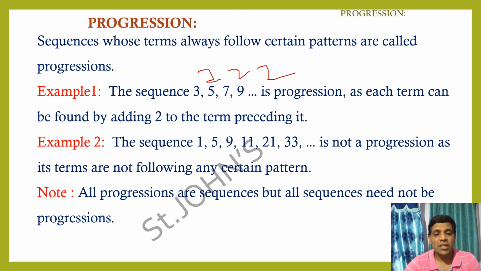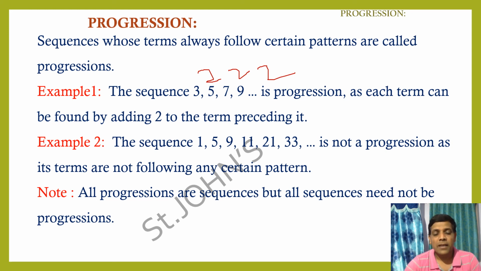Coming to next example. The sequence 1, 5, 9, 11, 21, 33 is not a progression, as its terms are not following any certain pattern. Suppose, except the first term, 1 plus 4, 5. 5 plus 4, 9. 9 plus 4, 13. But what is the given number? 11. Actual number 13. 13 plus 4, 17. But the given number is 21.